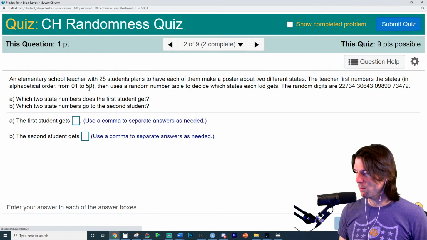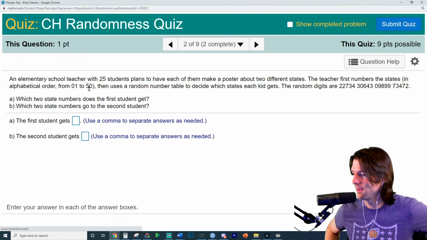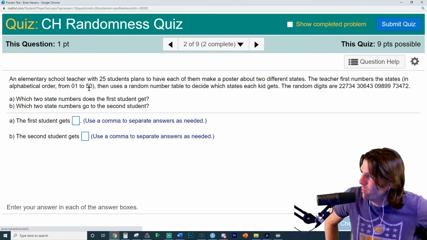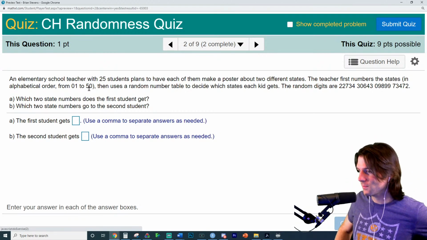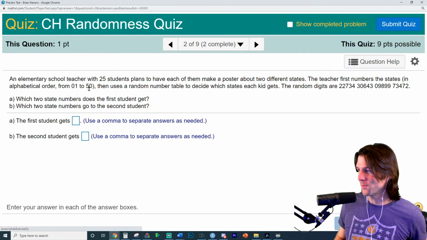Is Alabama the first state alphabetically? I think so, right? Alabama, then Alaska, Arkansas. You'll have to correct me if I'm wrong. And Wyoming, I think, would be the last state. It is. Wow. I got something right.